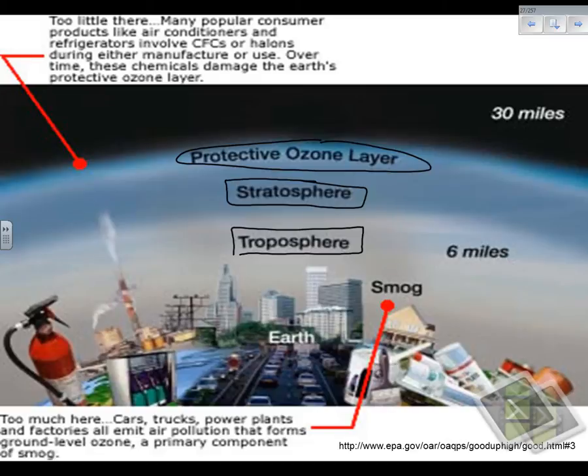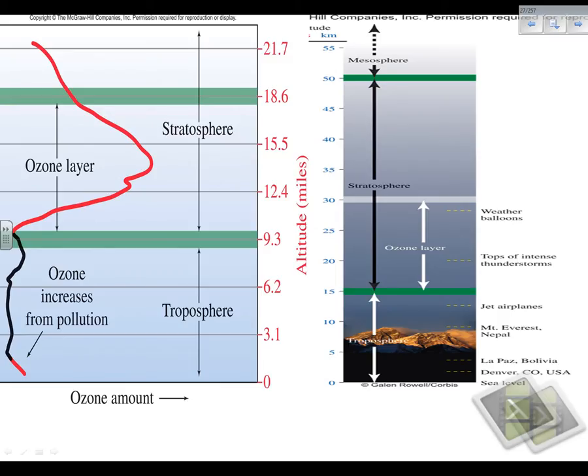It shields us from some of the most harmful UV radiation from the sun. So right now we're sitting in a time when we've got too much here and too little up there. It would be nice if we could take some from down here and put it up there, but that does not work. Okay, now let's take a closer look.